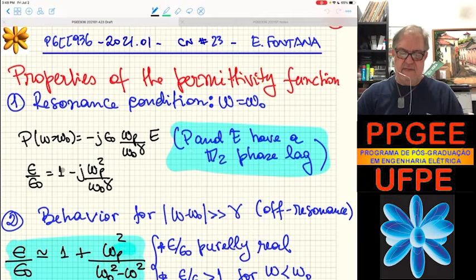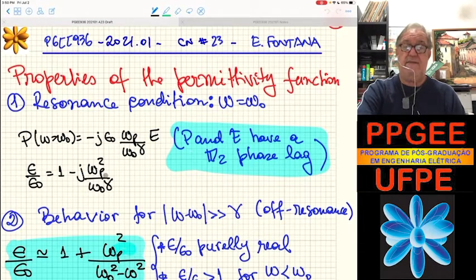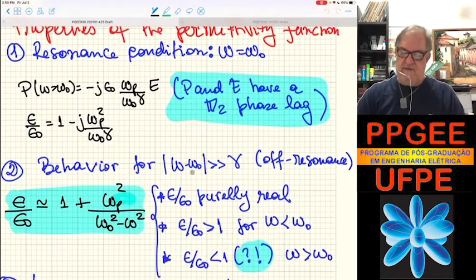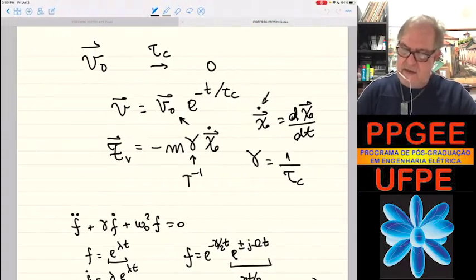And the relative permittivity is going to be 1 minus this number here, divided by epsilon 0, which is the susceptibility. It's going to be this number here, right? Also, if we are far away from the resonance condition, so if I have a frequency which is very low or very high relative to the resonance frequency, in other words, when this magnitude is much larger than the damping frequency, we can look into the expression. So let's look into that.